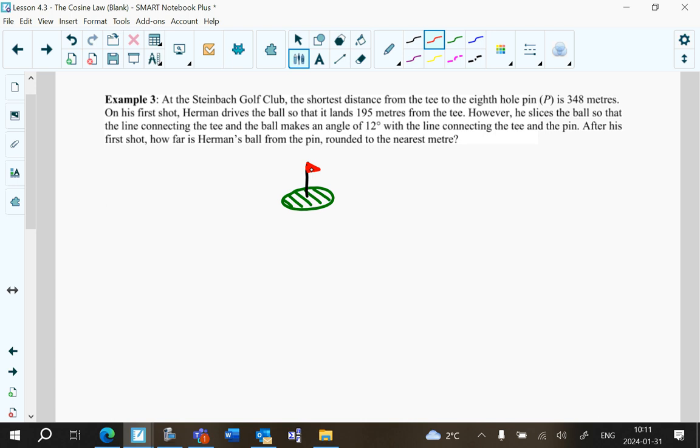Okay. We got a tee box. We know that from here to here is 348 meters. However, when Herman hits the ball, he slices it so that it goes off to the right. And we know that it lands 195 meters from the tee.